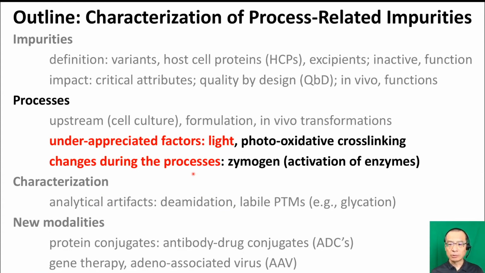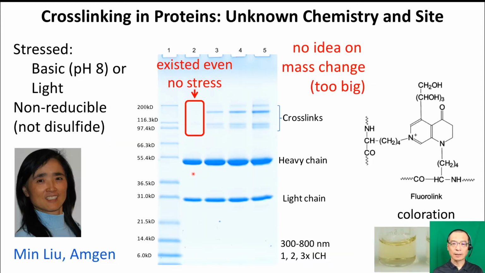So the other example I want to share with you now is other factors which were perhaps previously underappreciated. One thing is light. This is a program I worked on with Ming Liu and colleagues at Amgen. It's a little hard for you to see, but if you look closely, this is the antibody product. Without stress, there's some covalent cross-linking, and this is not a disulfide bond because it does not disappear under reducing conditions.